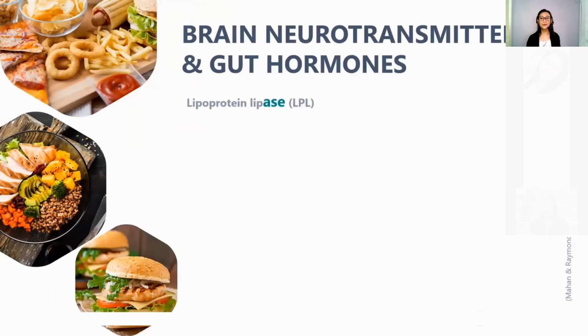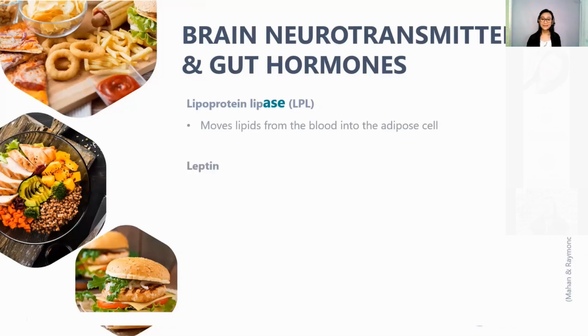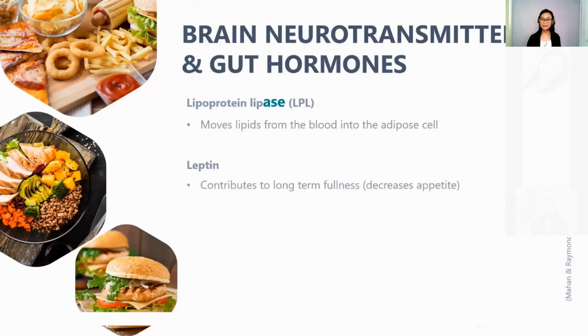Number one is the lipoprotein lipase, na tinatawag. They are the one that moves your lipid or your fats from the blood into adipose tissue or cell. We have leptin. Ang leptin, this contributes to long-term fullness. So decreases appetite. So if mataas ang leptin sa katawan mo, you feel parang busog palagi at wala kang ganang kumain.